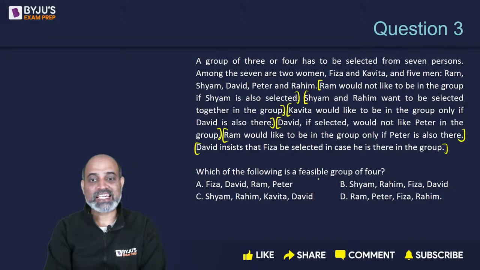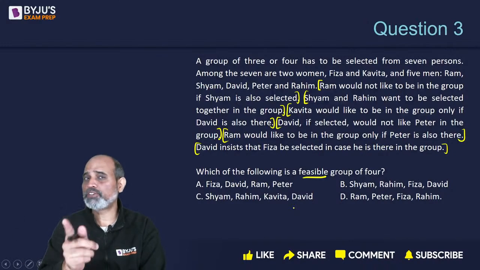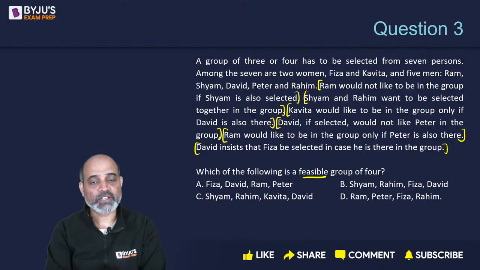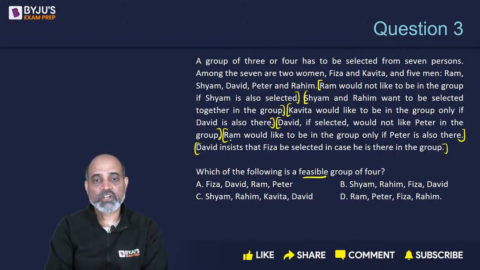Which of the following is a feasible group of 4? There may be a lot of possibilities, but out of all the possibilities, we need to see from the options which one makes sense. Let's look at the first one: Fiza, David, Ram, Peter. David insists that Fiza be selected in case he is there in the group, right?